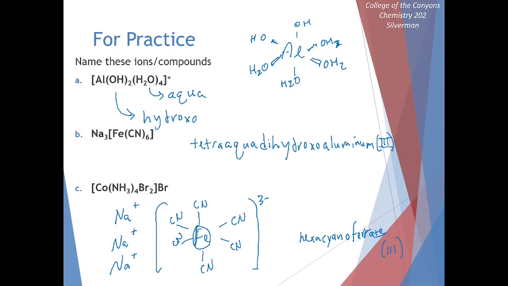Each of those cyano ligands is -1. +1 for each of these sodiums, -1 for each of these cyanides. Our iron has to be +3 in order to build that full neutral coordination compound. Hexacyanoferrate(III), that's the name of our complex.